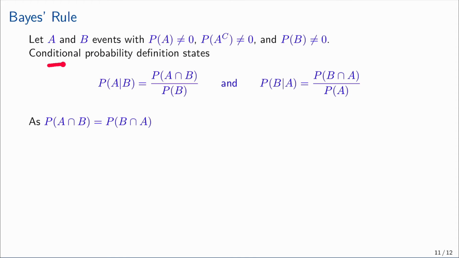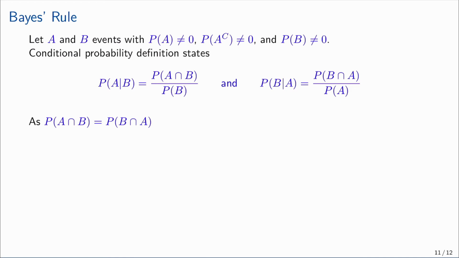So we can write the conditional probabilities of A given B and B given A in the traditional form. So that's equal to the probability of the intersection divided by the probability of B. And in the second case, we just swap it. So that's the probability of intersection, then remember that the intersection is commutative, divided by the probability of A.